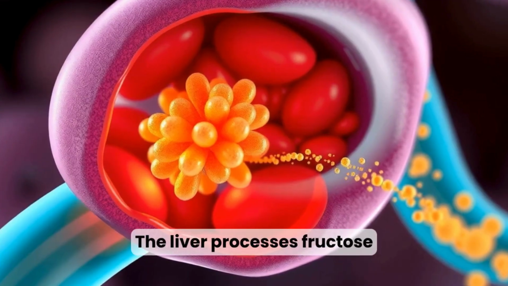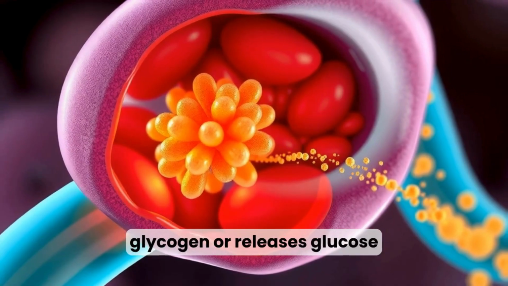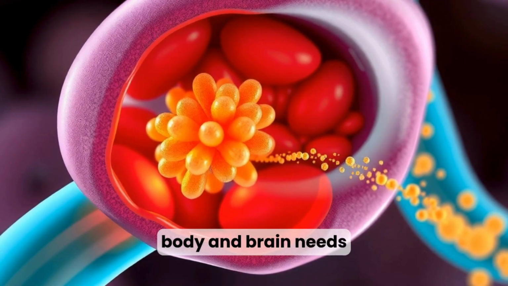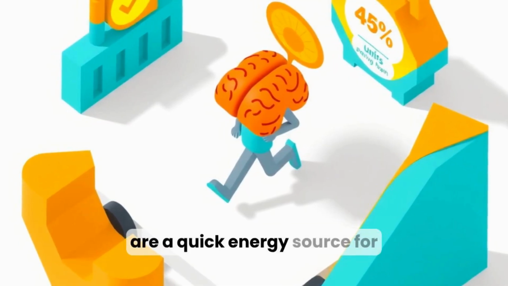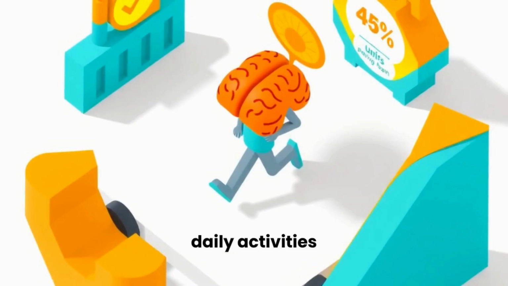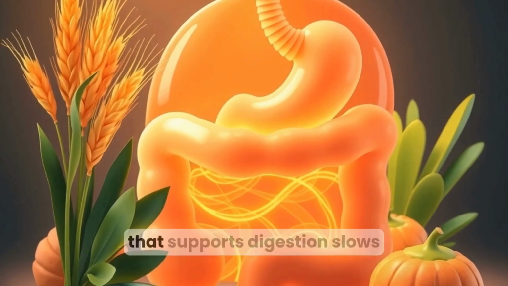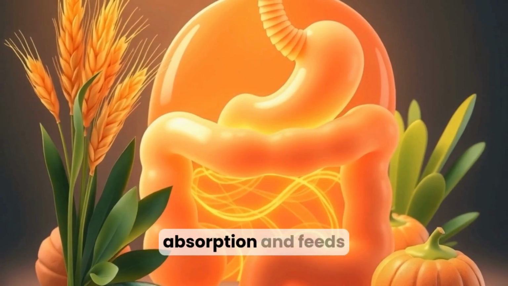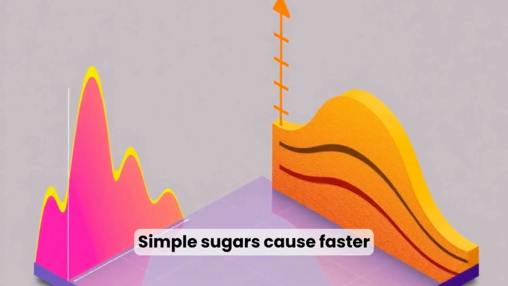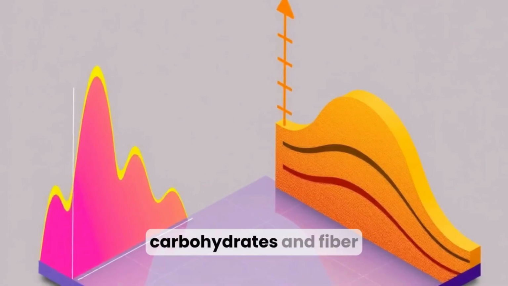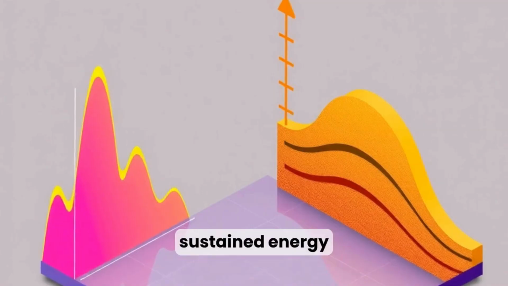The liver processes fructose and glucose, stores excess as glycogen, or releases glucose to maintain blood sugar for body and brain needs. Carbohydrates provide about 4 kilocalories per gram and are a quick energy source for muscles and the brain during daily activities. Dietary fiber is a non-digestible carbohydrate that supports digestion, slows absorption, and feeds beneficial gut bacteria. Simple sugars cause faster blood sugar rises. Complex carbohydrates and fiber produce slower, steadier glucose responses and more sustained energy.